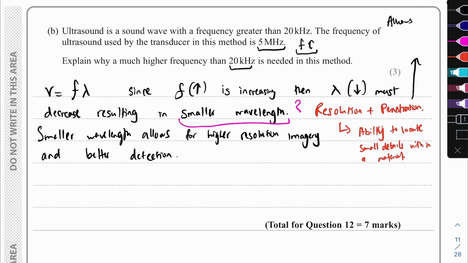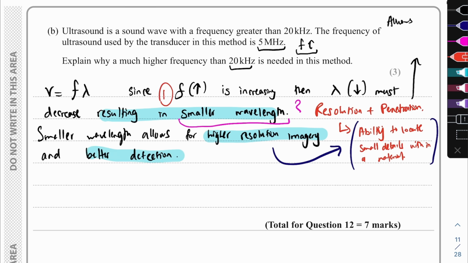So we have to state that it leads to smaller wavelength because frequency is increasing. Then we can say it allows for higher resolution imagery, and this is the ability to locate small detail within a material. So that's what higher resolution will increase. And penetration, we can say the smaller wavelength allows us to get better detection. So that's our third mark. So 1, 2, and 3.